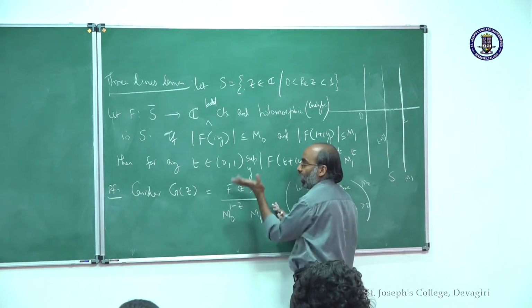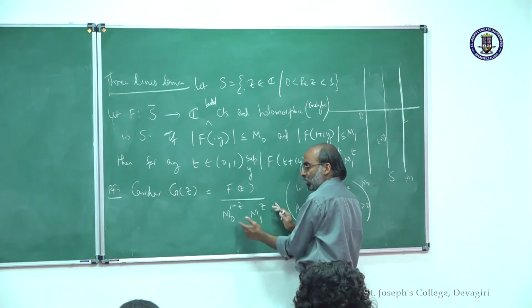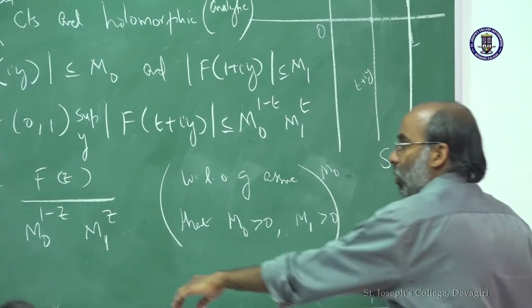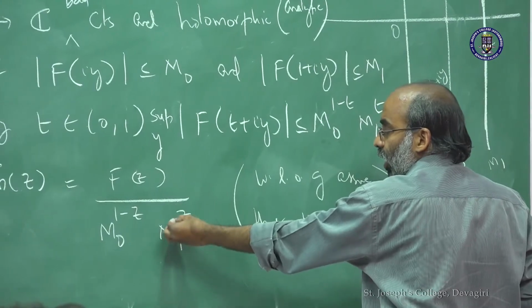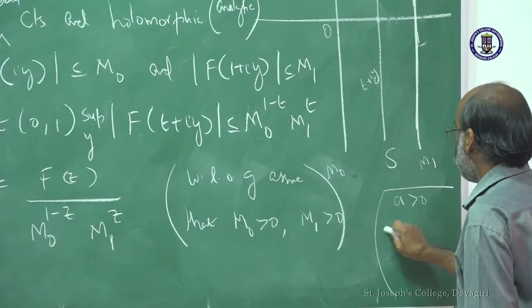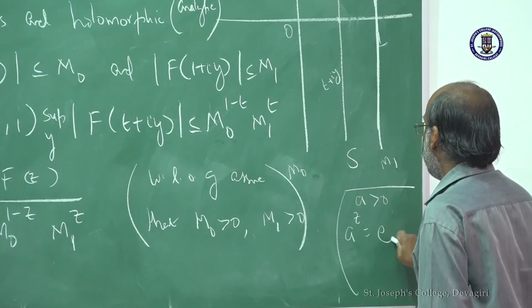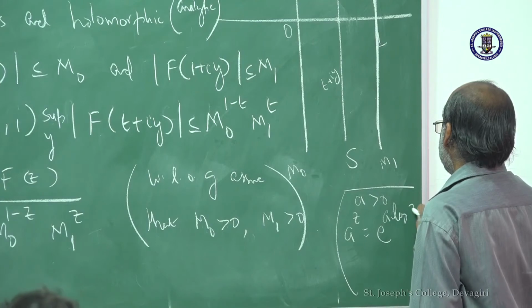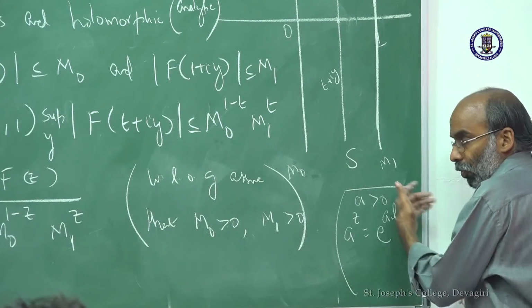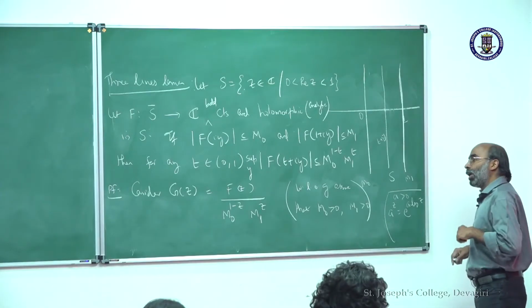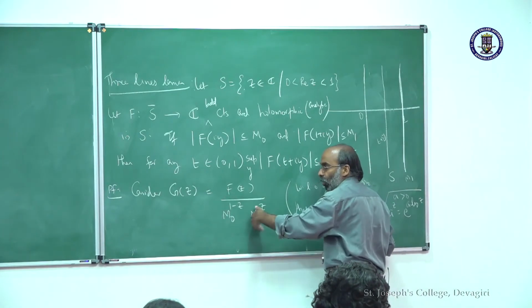F is holomorphic, and I am dividing by something which is never 0. So that is also holomorphic, right? Remember how this is defined? If I take a positive number a, a to the z is defined to be e to the a log z, right? Right, this is never 0. So this is a nice function, and it's holomorphic. All these are holomorphic functions.